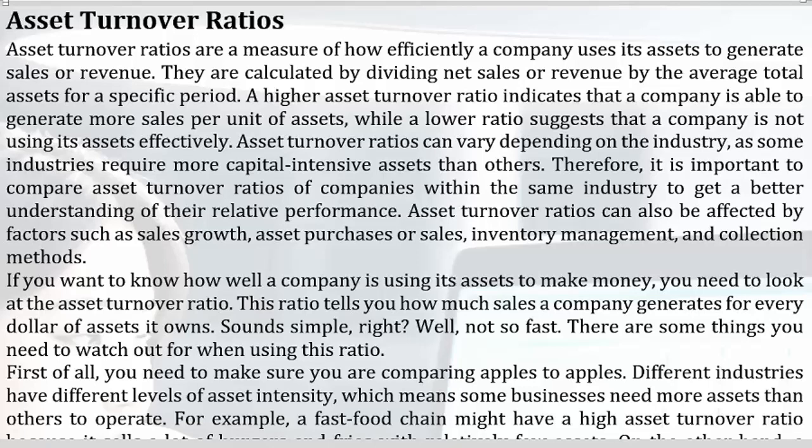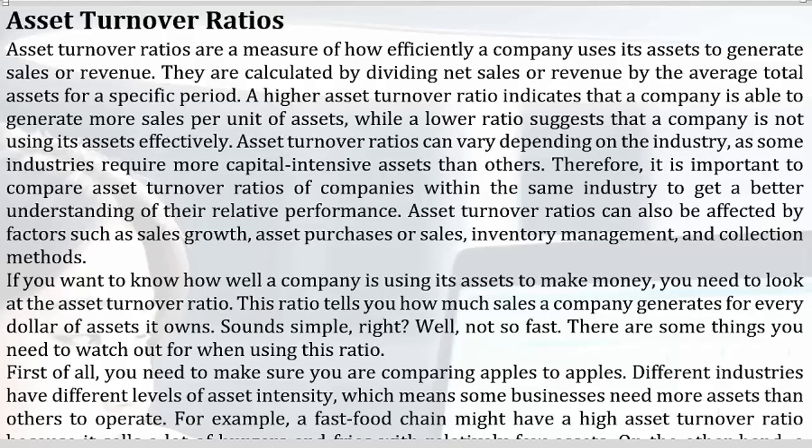A higher asset turnover ratio indicates that a company is able to generate more sales per unit of assets, while a lower ratio suggests that a company is not using its assets effectively. Asset turnover ratios can vary depending on the industry, as some industries require more capital-intensive assets than others. Therefore, it is important to compare asset turnover ratios of companies within the same industry to get a better understanding of their relative performance. Asset turnover ratios can also be affected by factors such as sales growth, asset purchases or sales, inventory management, and collection methods.